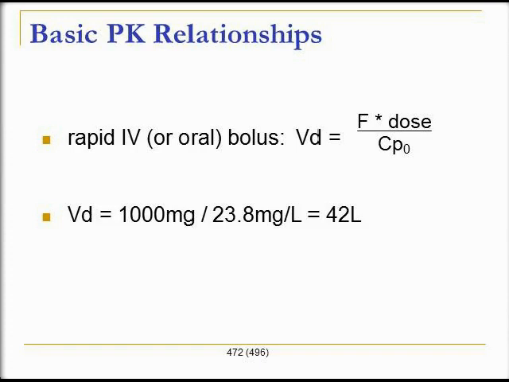So change in concentration is equal to dose divided by volume of distribution, or dose is equal to change in concentration times volume of distribution. So it's a very functional equation that I'm sure you all remember. So we can calculate the volume of distribution by knowing that we gave this patient a gram dose. His concentration went up to about 23.8. So his volume of distribution is about 42 liters using this equation.